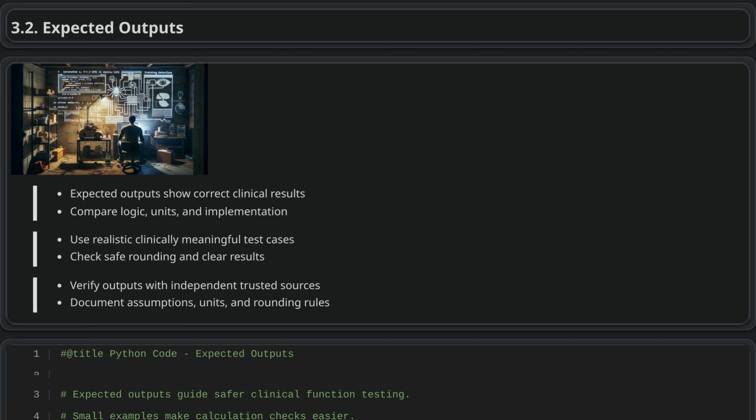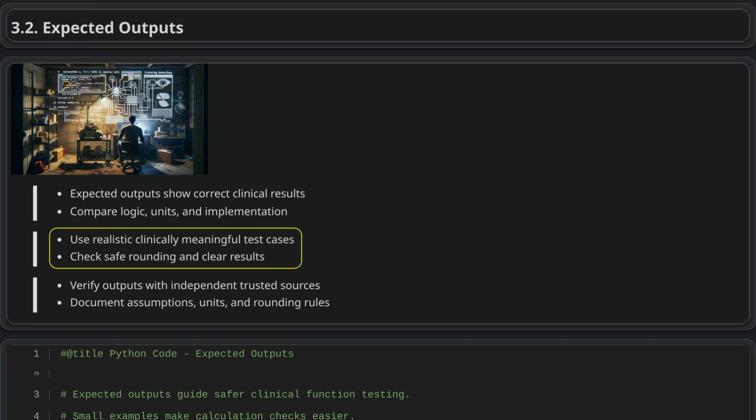Expected outputs. When building clinical functions, define the expected outputs before testing the code. These outputs connect technical results to clinical meaning, such as matching body mass index calculations to trusted sources, or applying correct medication dosing rules and units. This helps separate sound clinical logic from correct programming implementation, reducing the chance of accepting wrong results just because the program runs. It also encourages safer programming habits.